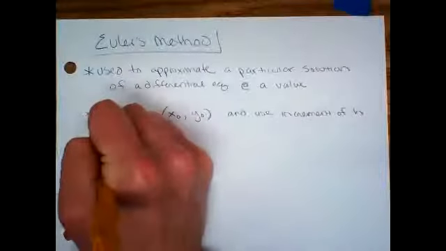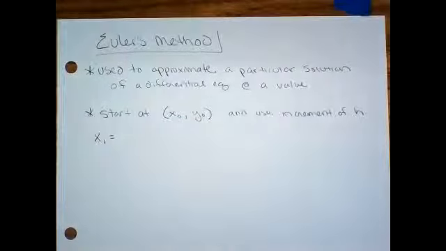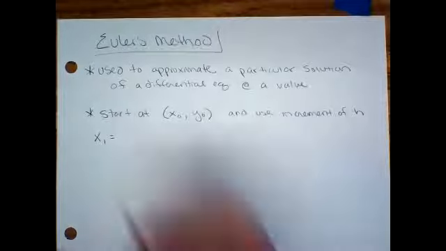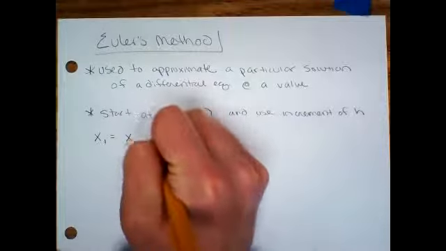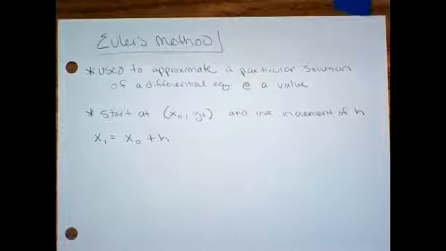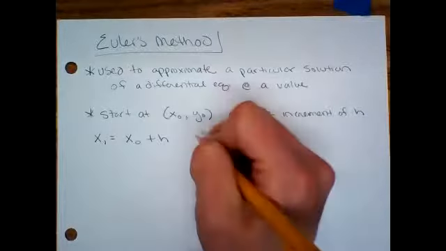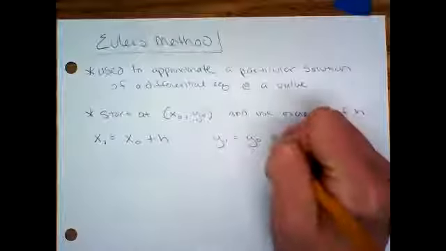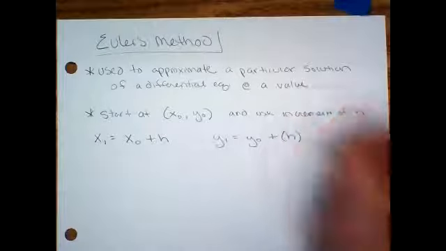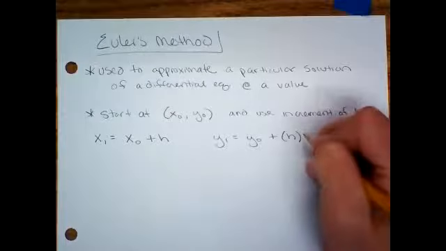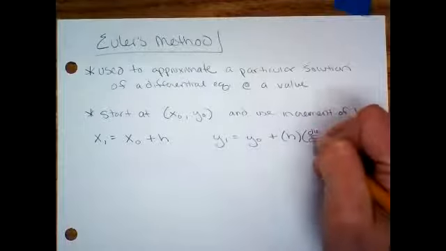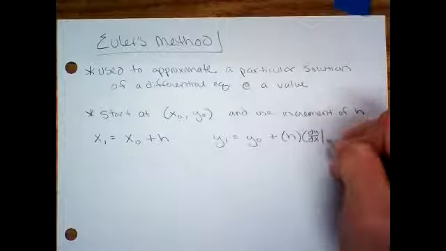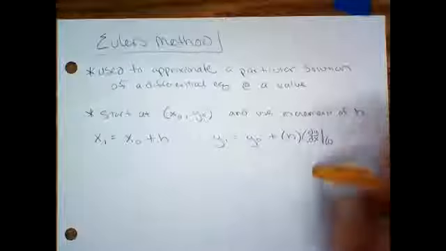So the way that you get the x values is you start at x0. To get the next one, to get x1, you take where you started and you add h. That's easy. If h is a half, you just keep adding a half. So that's not bad, all right? To get the next y value, you take where you started plus that step size times the derivative at the previous point.